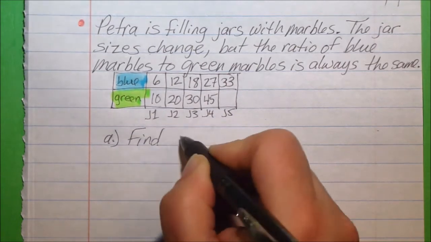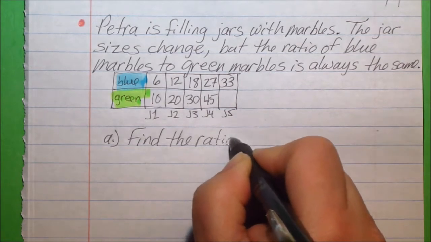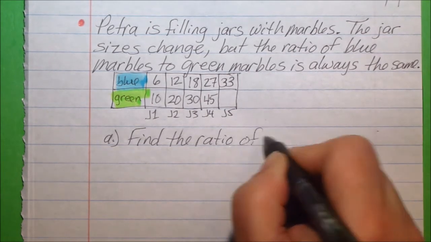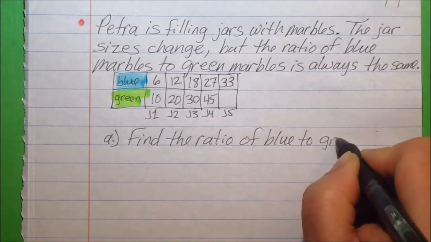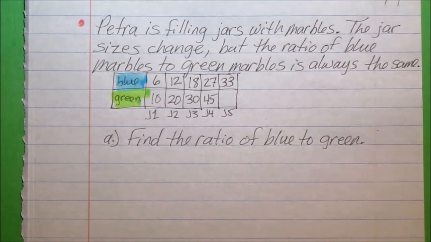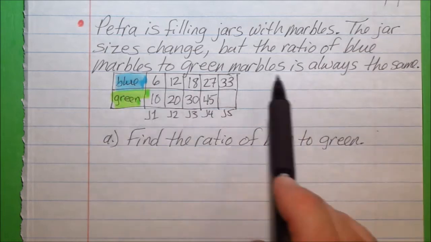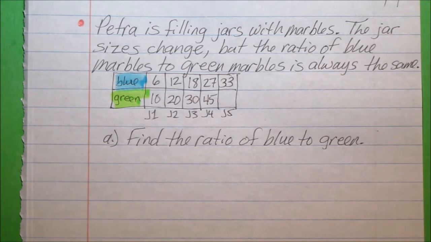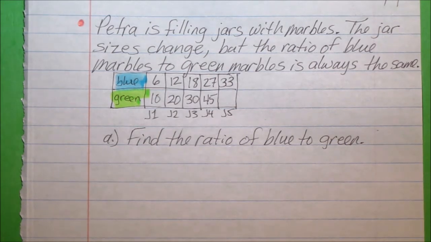Find the ratio of blue to green. Okay, we're going to find the ratio of blue to green, and that would mean for any jar, because remember she said that the ratio of blue to green marbles is always the same. So because it's always the same, no matter which jar we're talking about, we could choose the number of blues to the number of greens in any jar and find the ratio.